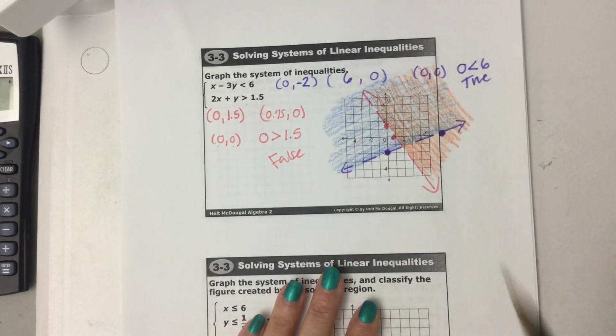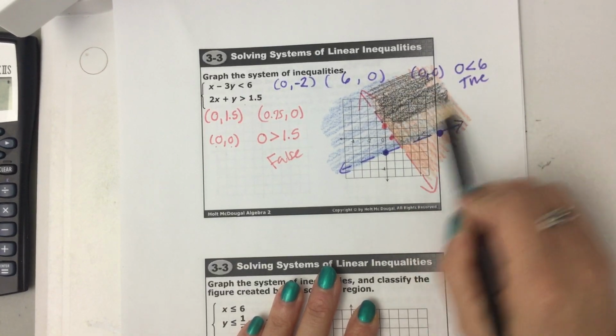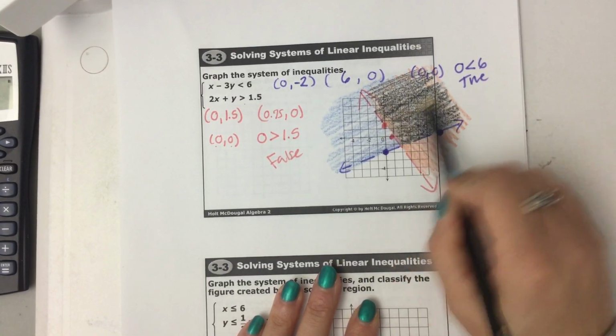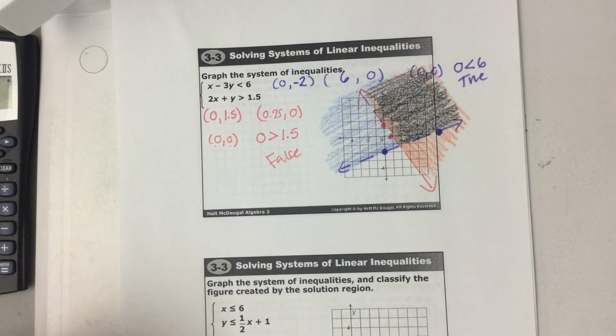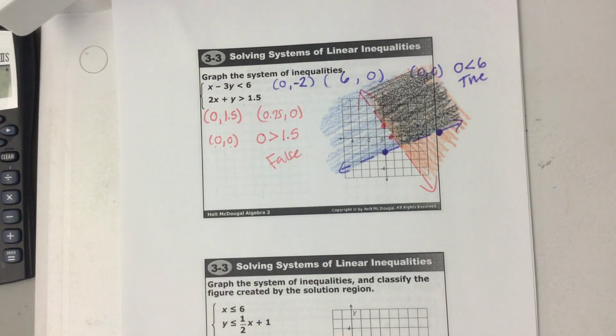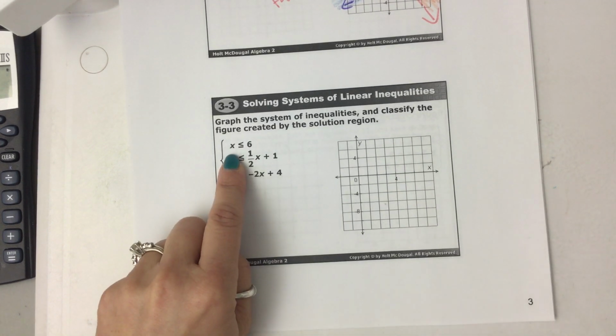So your final answer, you look and say, all right, where did I shade everything? Right here. This would be your final answer, right there. That region where you ended up shading for both of these inequalities. Guess what? We can do this with 3. Oh, I hope you're ready for some fun now. This is getting wild.